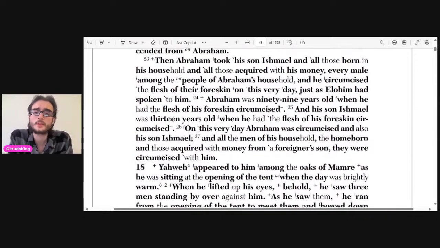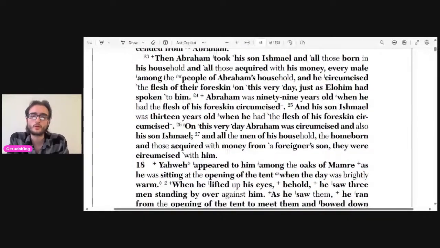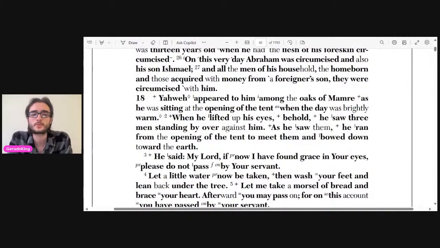Then Abraham took his son Ishmael, and all those born in his household, and all those acquired with his money, every male among the people of Abraham's household, and he circumcised the flesh of their foreskin on this very day, just as Elohim had spoken to him. Abraham was 99 years old when he had the flesh of his foreskin circumcised. And his son Ishmael was 13 years old when he had the flesh of his foreskin circumcised. On this very day, Abraham was circumcised, and also his son Ishmael. And all the men of his household, the homeborn and those acquired with money from a foreigner's son, they were circumcised with him.